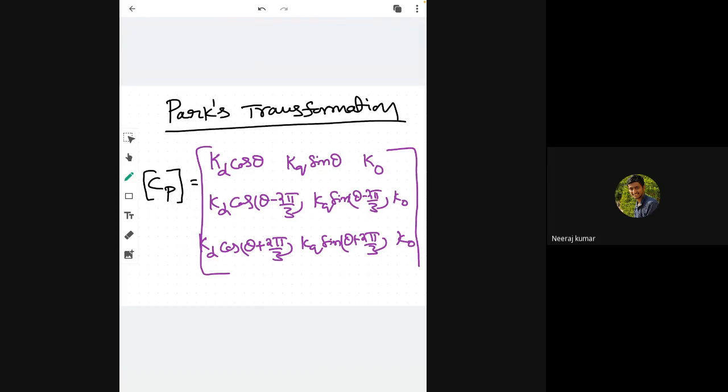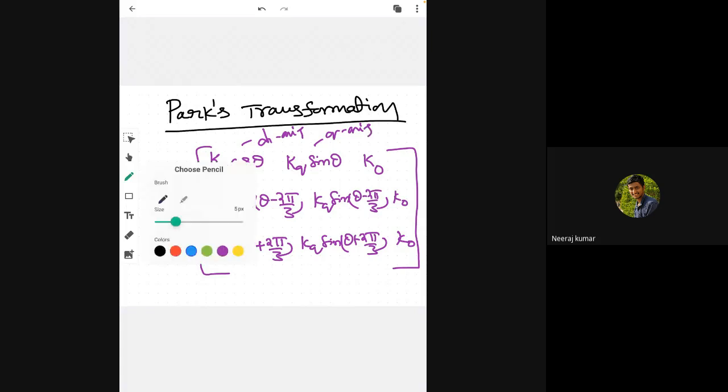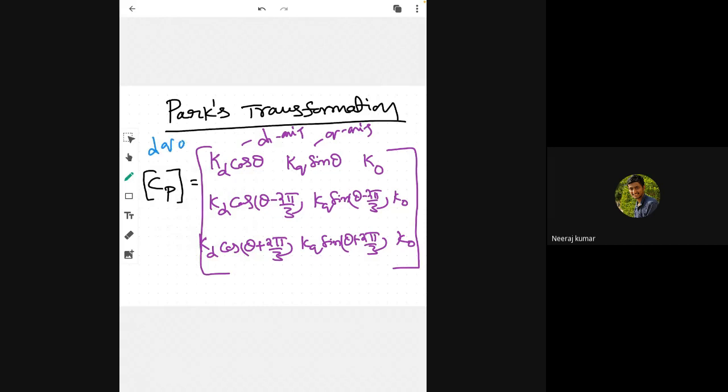Phase A, theta term, cos theta term is in the d-axis. This is in the q-axis. So this is 0, dqo. Generally this transformation is the dqo transformation. This is the zero sequence term, K naught. There won't be any change in the zero sequence. Why? Because in the zero sequence, phase A, phase B and phase C are all in phase. Therefore, there is no deviation between the phases.